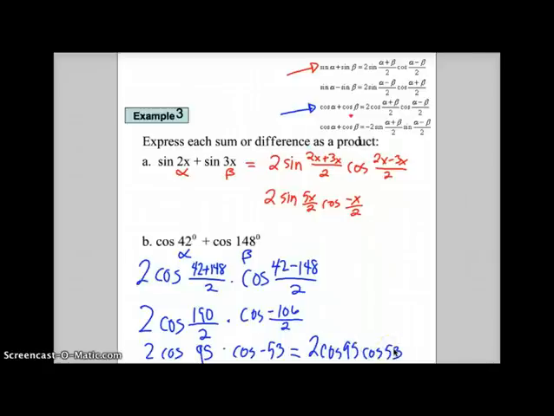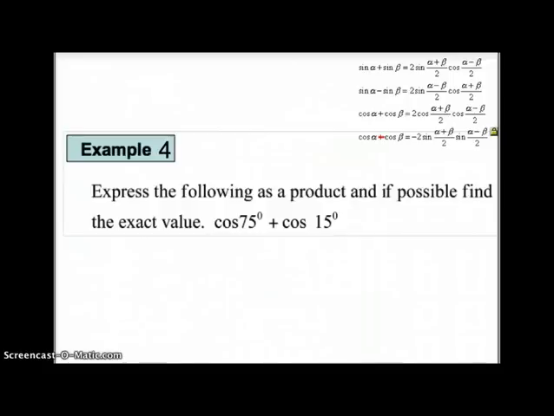That is equivalent. You can double check in your calculator to make sure you believe me, but it's an even odd identity in the back of your book. Now I don't know anything about 95 or 53 or those angles, so I'm done at that point because I can't find the exact value. But this one, we're actually going to be able to find the exact value.